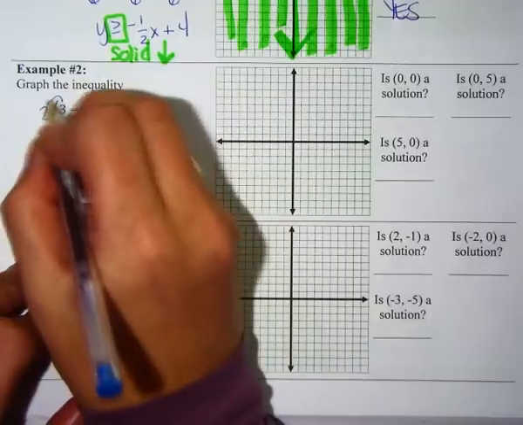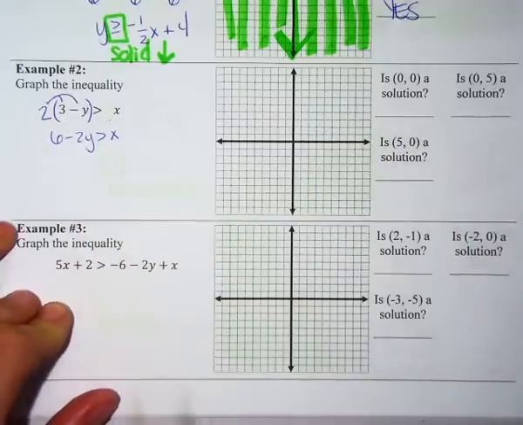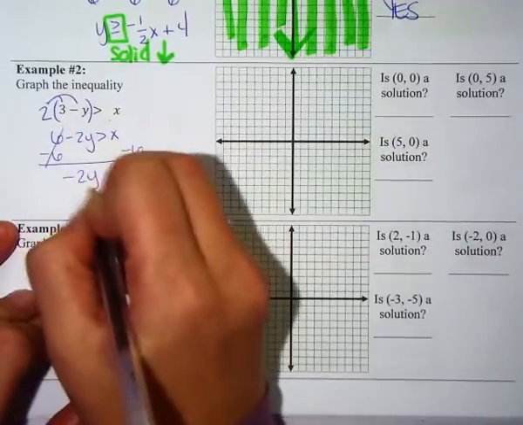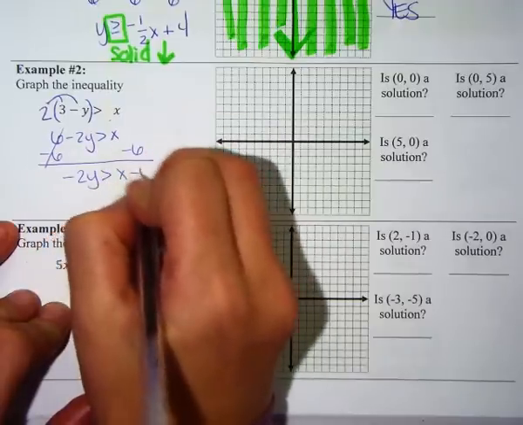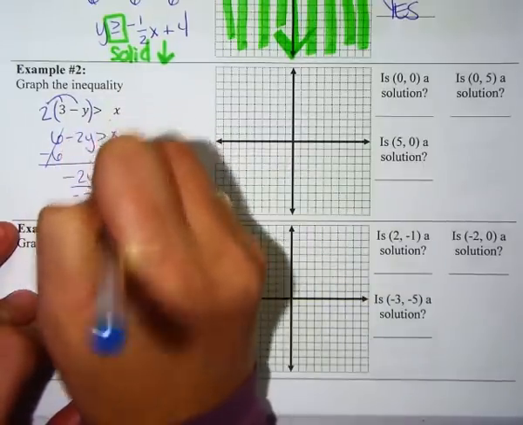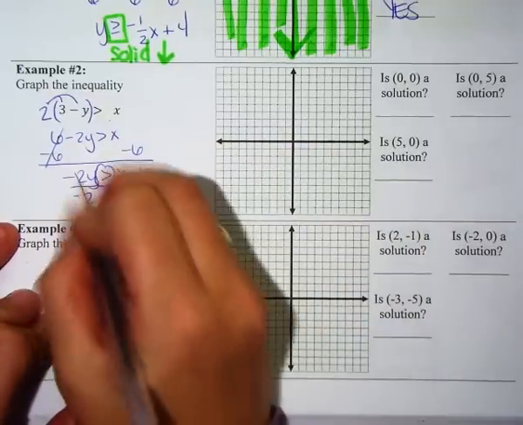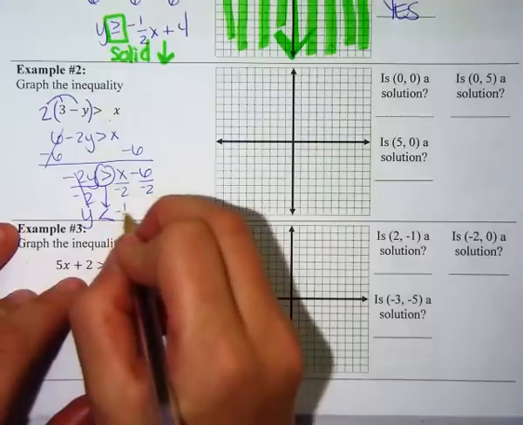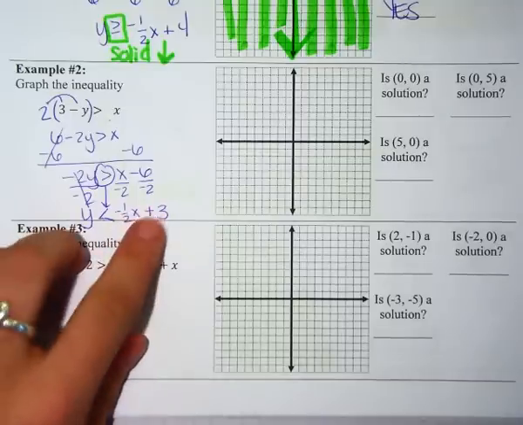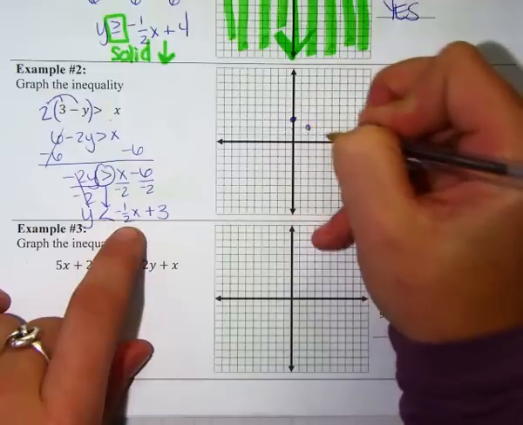Okay, so we'll go ahead and we're going to distribute the 2. We'll go ahead and subtract 6 from both sides in order to isolate y. And lastly, we're going to divide by a negative 2. We're dividing by a negative, so I'm going to change the sign first. Y is less than negative 1/2 x plus 3. Graph the y-intercept first. Count the slope next. Down 1, right 2.